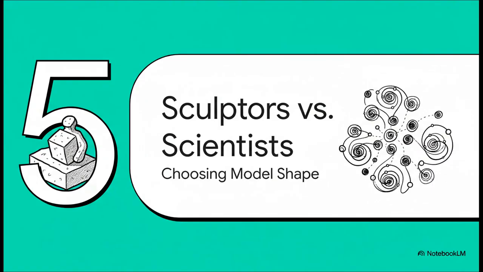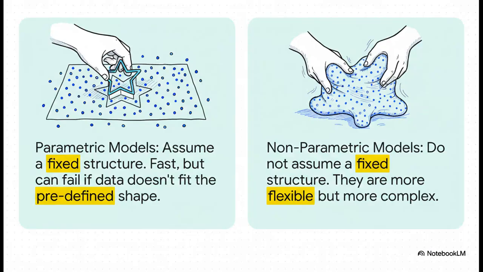Okay, so we've chosen our path, supervised or unsupervised. But wait, there's actually another layer of choice here that reflects a whole different philosophy. Do we force a structure onto the data, or do we let the data create its own structure? I like to think of this as the cookie cutter versus sculpting clay approach.